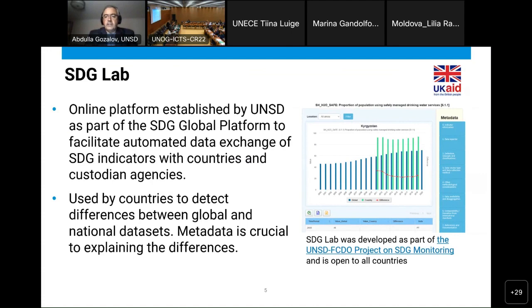I won't go into detail about the SDG Lab because the colleagues from the UK and Belarus covered that. I will only say that it's an online platform established by UNSD as part of the UNSD-FCDO project on SDG monitoring, to facilitate automated data and metadata exchange of SDG indicators with both countries and custodian agencies. It is open to use by all countries. It's a resource available to all countries. And as has been explained at length, the SDG Lab can be used to detect differences between global and national data sets, while metadata is crucial to explaining the differences.